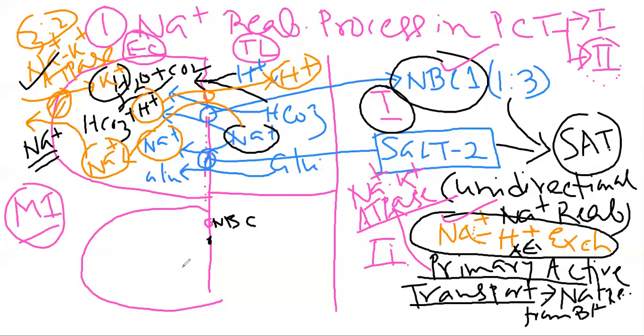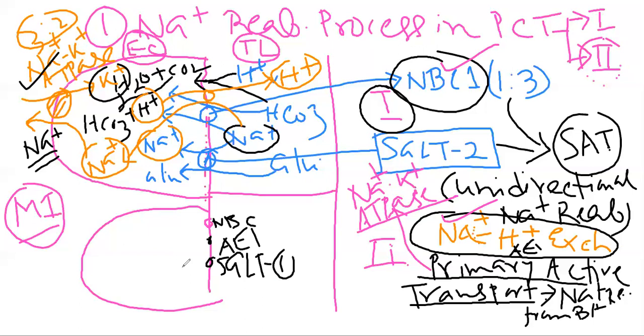So anion exchanger 1 will also be present in the second part of the PCT, and in the same process sodium ion will be reabsorbed from the tubular lumen into the epithelial cell, and eventually it will come out from the epithelial cell into the medullary interstitium by the sodium potassium ATPase pump. And second thing is this SGLT, sodium glucose transporter 1, is present in part 2 of the PCT.